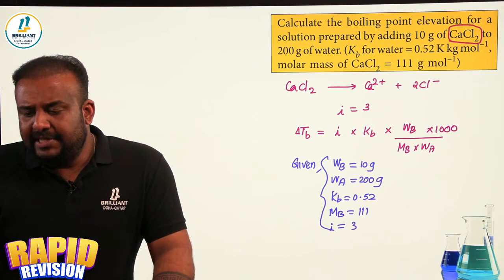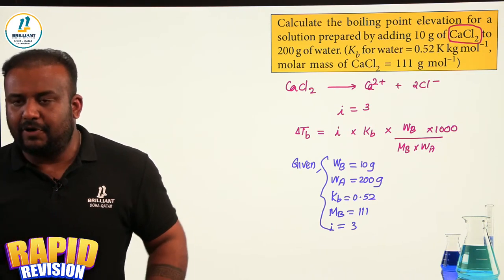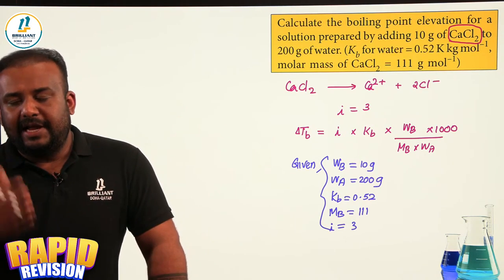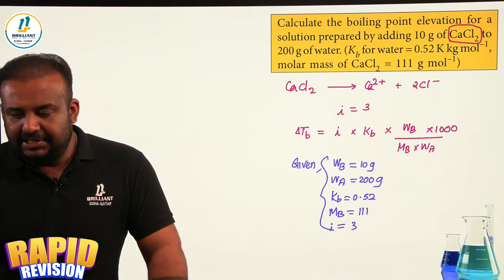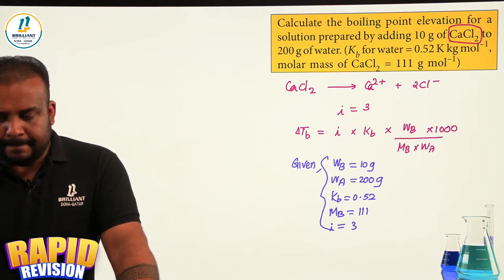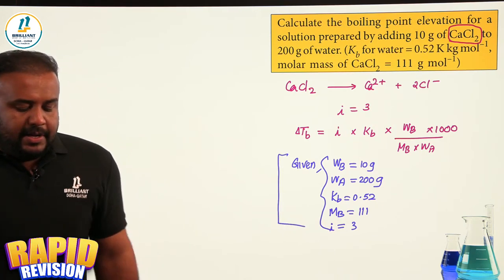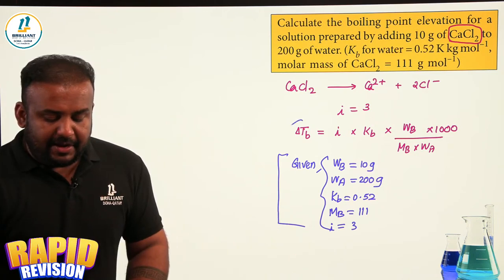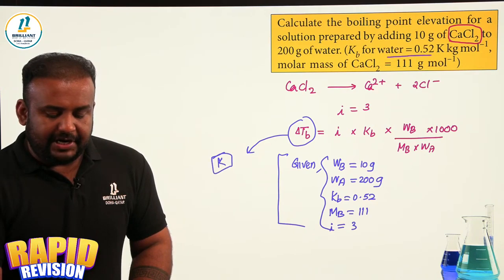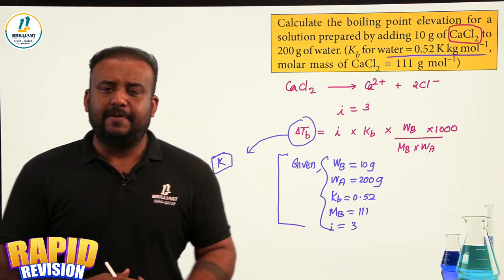Should we change to Kelvin? Yeah, see, it's a difference, right, Vignesh? So degree Celsius or Kelvin, it's a difference, so it won't make a difference in the value that you are getting. Because if you take the difference from 10 degree to 20 degree, that's a difference in degree Celsius. That same difference will be there even if you convert it into Kelvin. Clear? So only the magnitude you need to take. Here the answer that you are getting will be in Kelvin, because KB for water is 0.52 Kelvin kilogram per mole. All of you understood that?